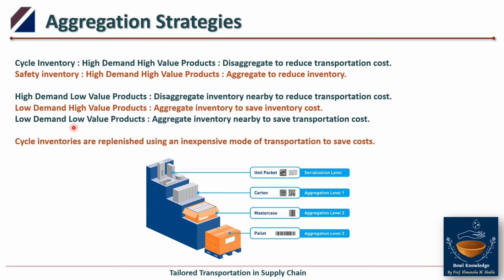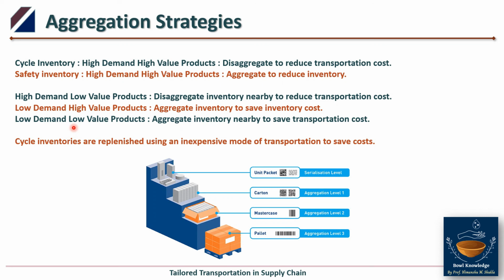Okay. So these are some of the cases where we have to take the decision that either we have to do aggregation, means combination of strategies, or we have to disaggregate. So it is just like generalization and specialization. So specialization is advisable in some cases where there is high demand, high value products, okay, in such cases you have to do the disaggregation, otherwise you have to do aggregation.